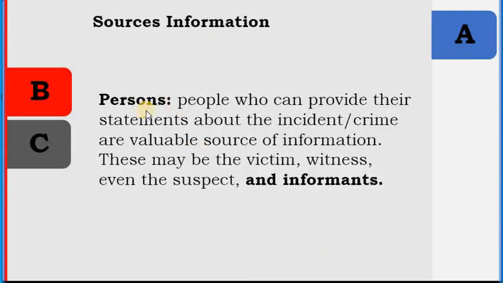So, sources of information. We have persons, di ba? People who can provide their statements about the incident or crime are valuable source of information. So, this may be the victim, witness, and even the suspect and informants. Ano po ang pinagkaiba ng informants sa victim, witness, and suspect? Sometimes, informants or tinatawag nating informer, ito yung mga binabayaran natin in exchange of an information. Actually, ang pinaka-tawag talaga sa mga binabayaran na informants natin ay informer.